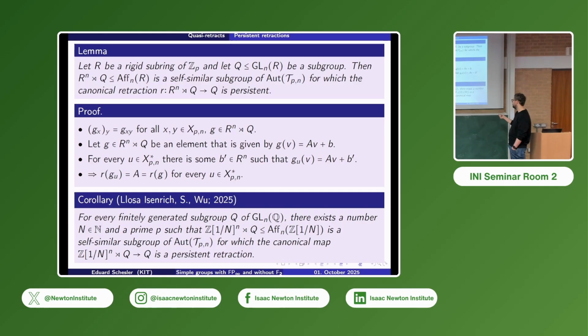Okay, now this is just a summary of what we have seen so far. There's just one tiny extra thing. If we have a finitely generated subgroup of GL_n(Q), then we can multiply all those denominators of entries of matrices, let's say by a capital N. Then Q will also be linear over Z[1/N] for an appropriate capital N. And in particular, after adding this translation part to it, it will be a subgroup of F_n(Z[1/N]). And this is a self-similar group, which we have already seen. And moreover, the canonical map is the persistent retraction. So this is a summary of everything that we have seen now.